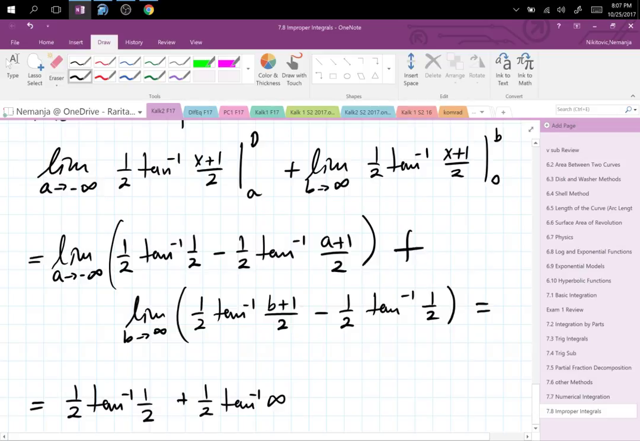We'll deal with that. Plus another 1/2 tangent inverse of infinity. And finally, minus 1/2 tangent inverse of 1/2.